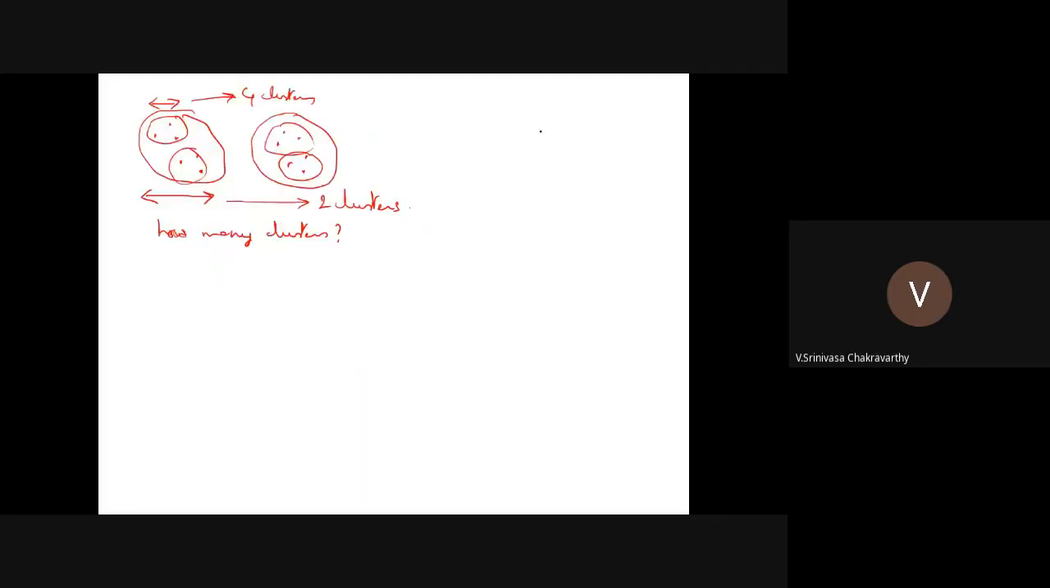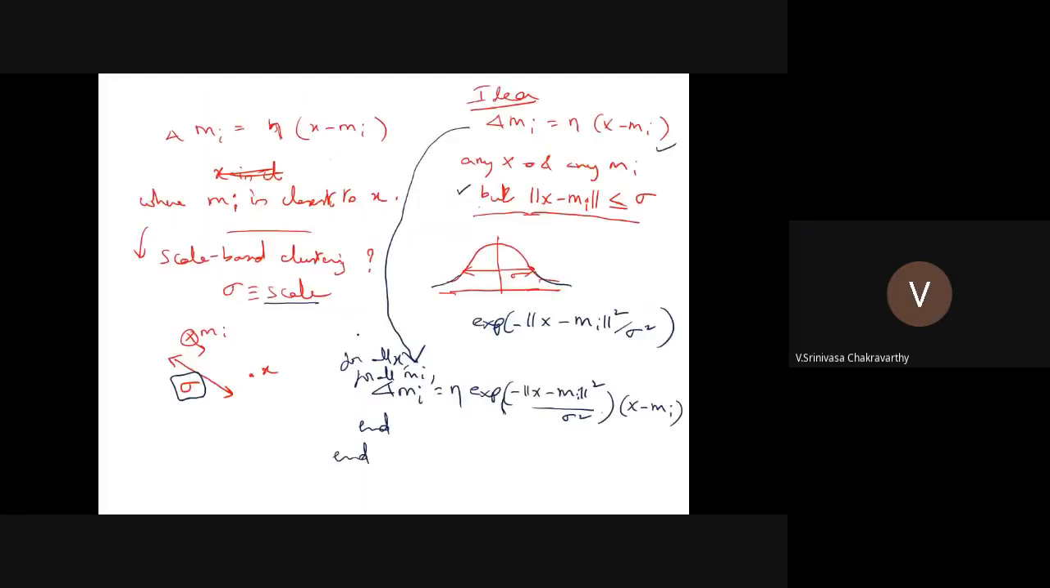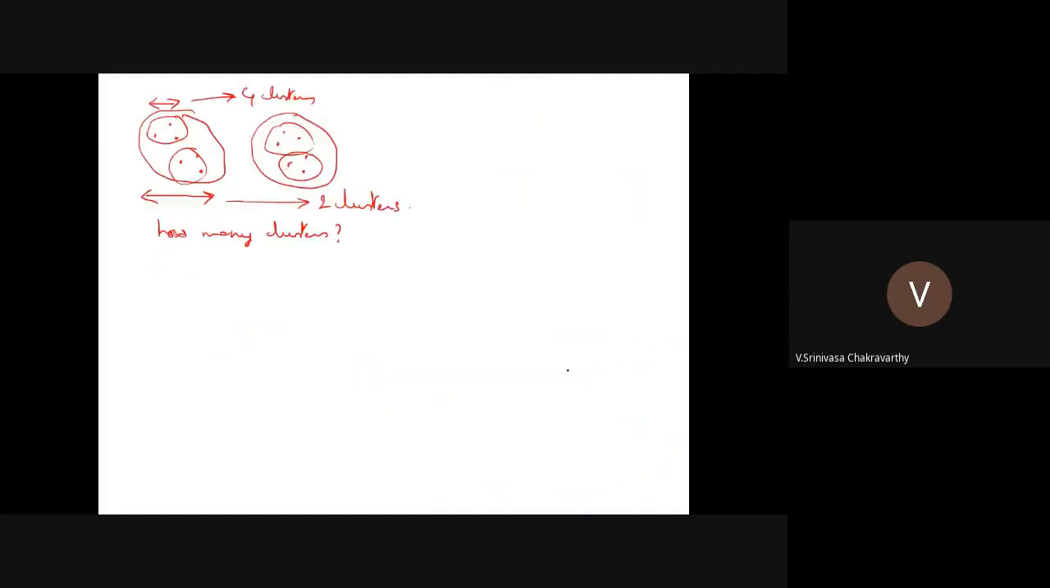I'm taking, let's say, 12 centroids. So now cluster the data using this rule, right? Start with a small sigma, cluster it, and gradually increase sigma.